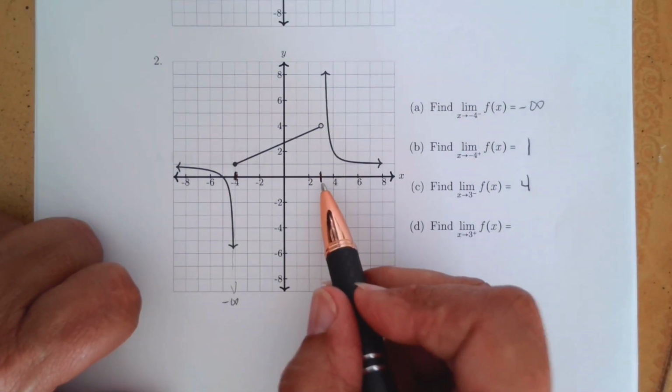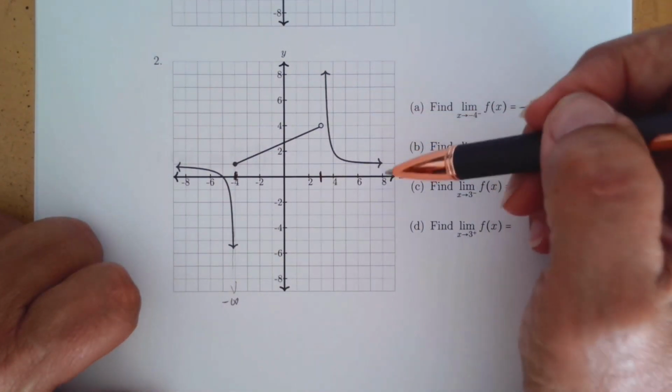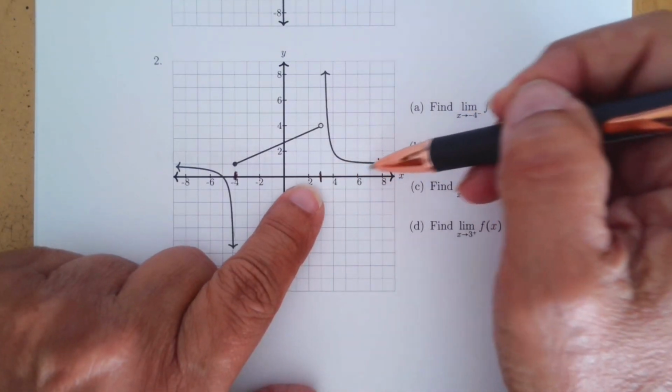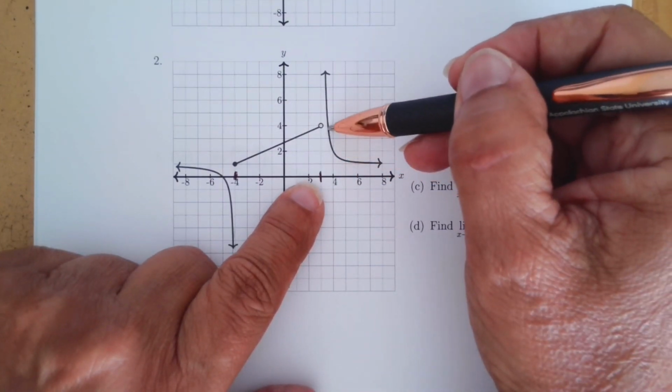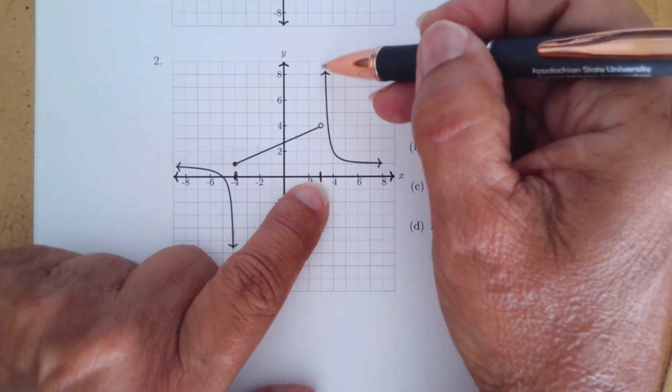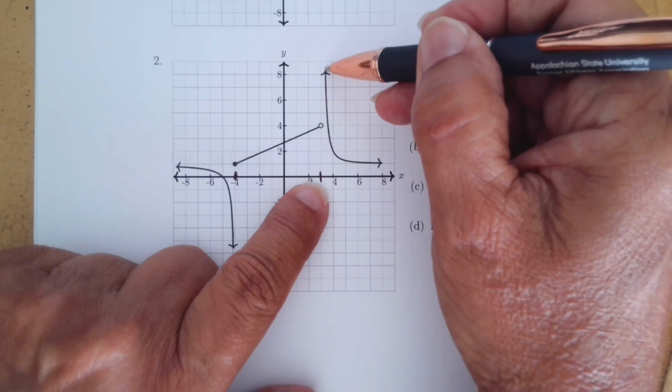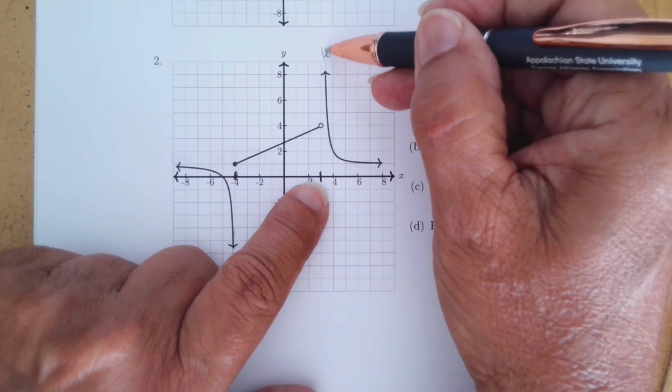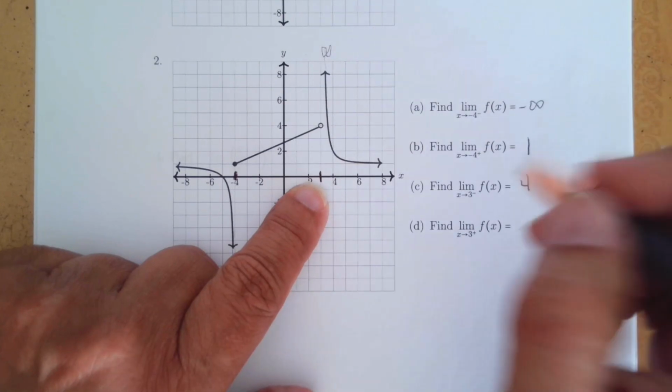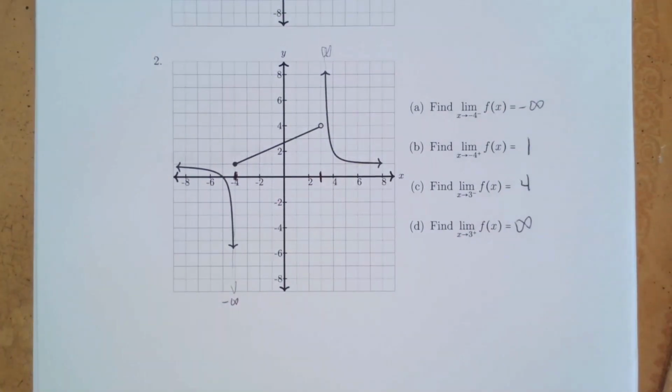And as I approach 3 from the right, that's this side of 3. So if I approach it this way, again, notice it's not crossing the line of 3. The arrow is going to keep going up, and so that is positive infinity up there. Okay? All right. So looking at the graph, that's how I would find the left and the right limits.